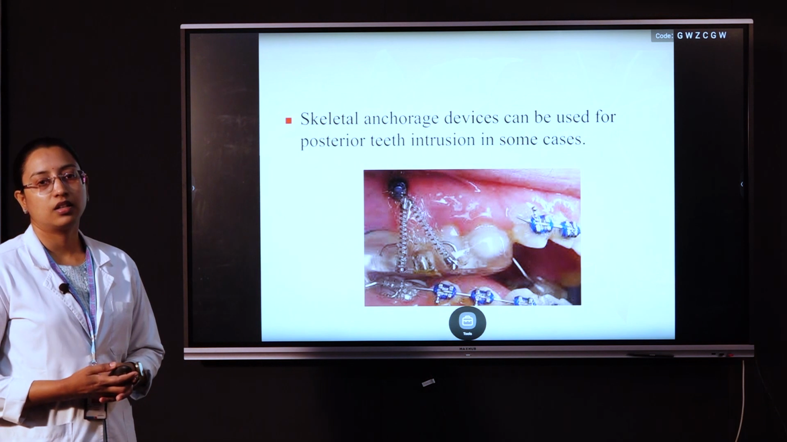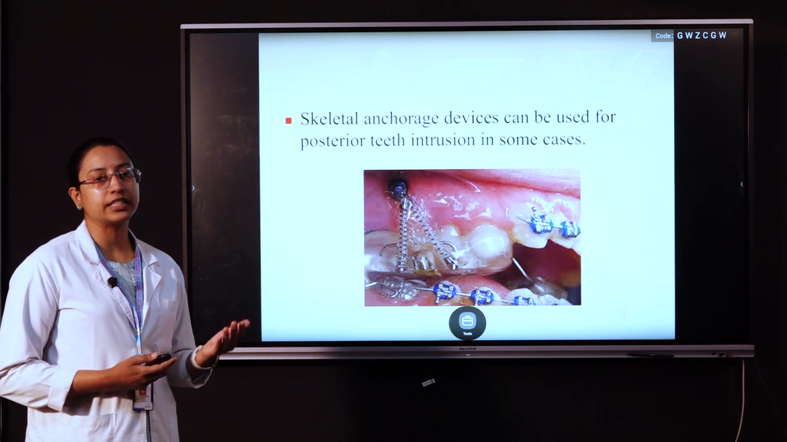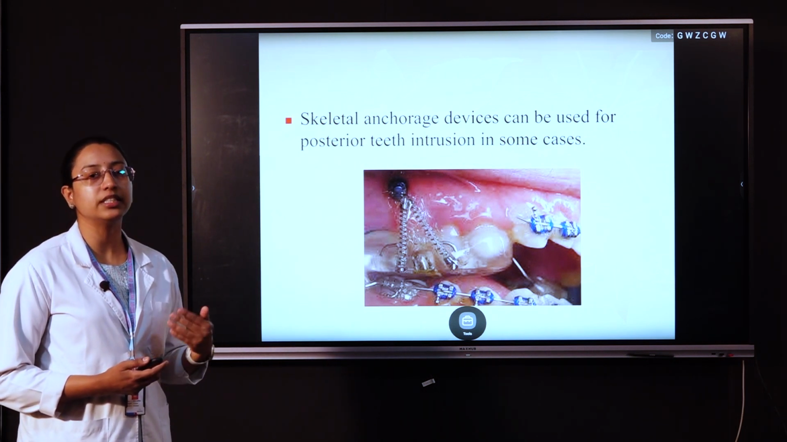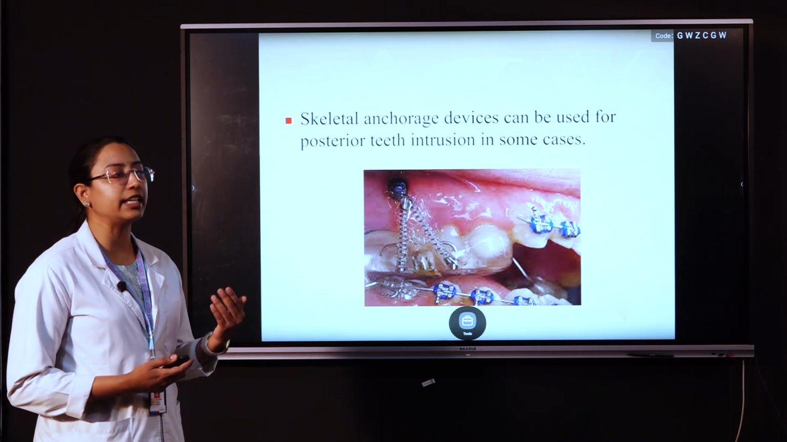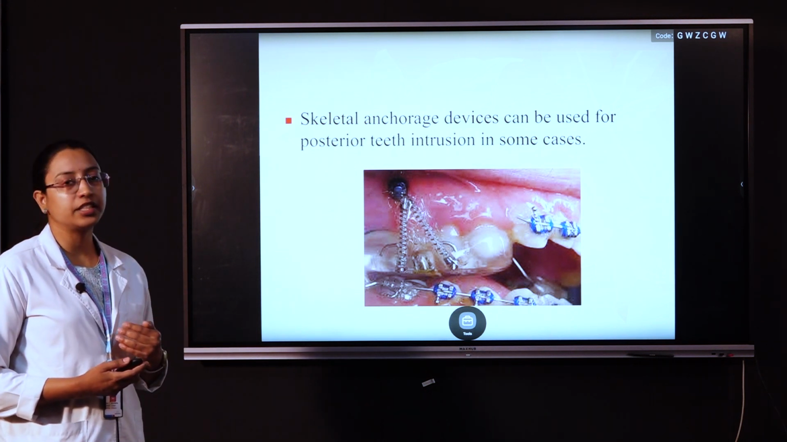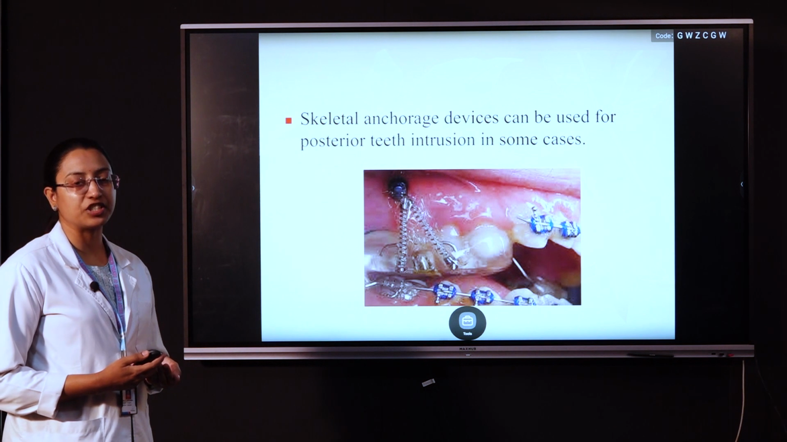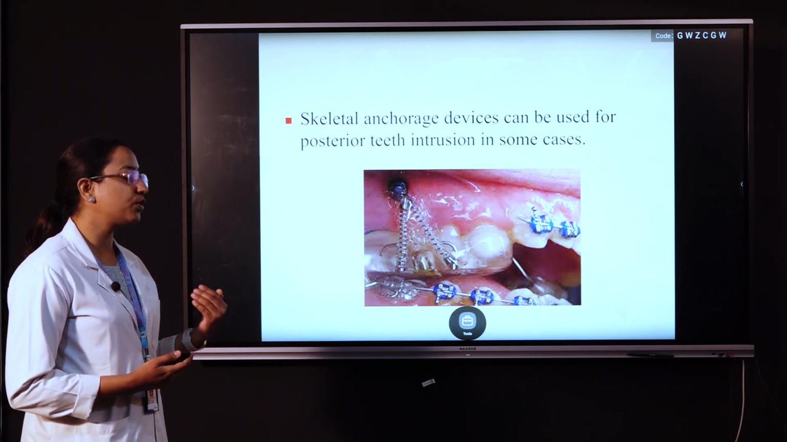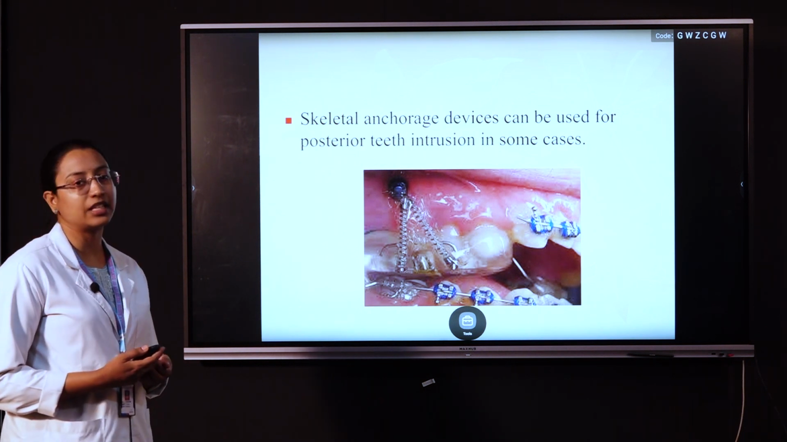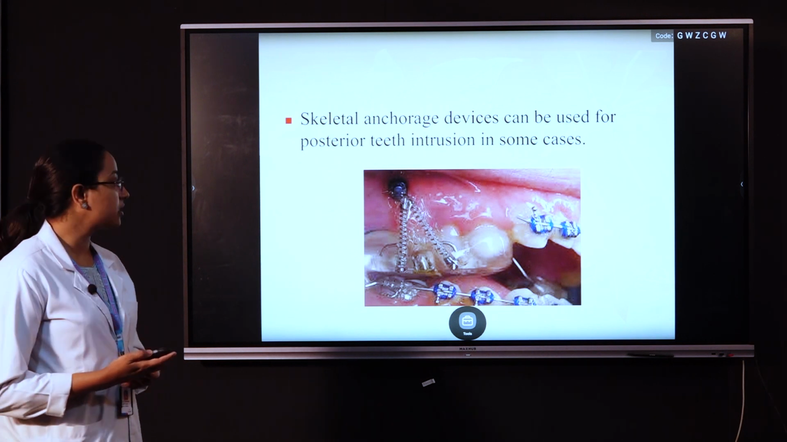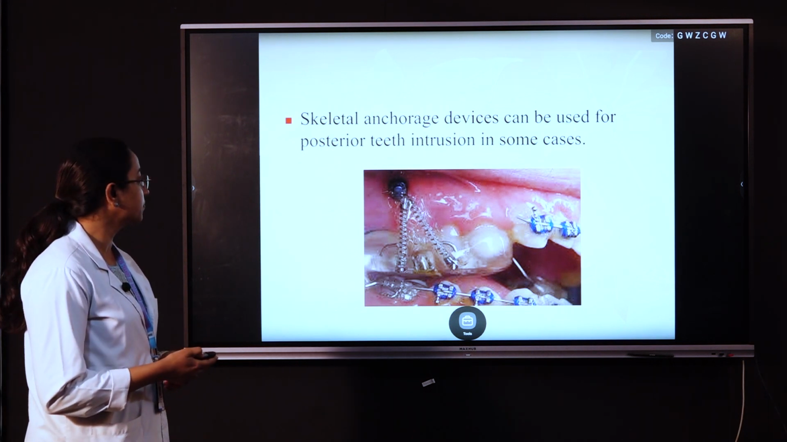Then open bite can be closed either with the extrusion of anterior teeth or with the intrusion of the posterior teeth. So in case we consider that anterior intrusion is not favorable for the facial aesthetics, we have to intrude the posterior teeth. This can be done with the help of temporary anchorage devices and bite planes.